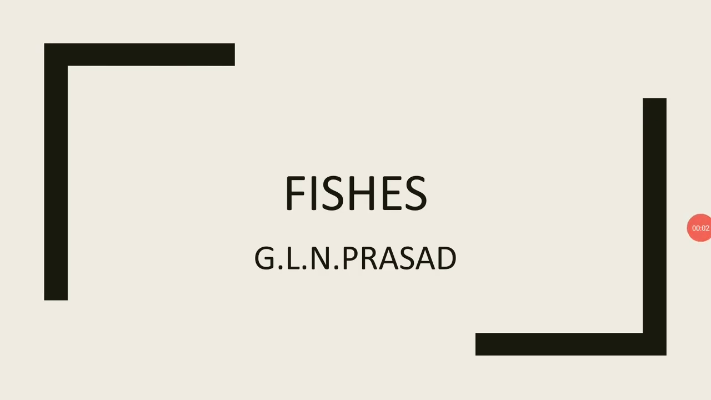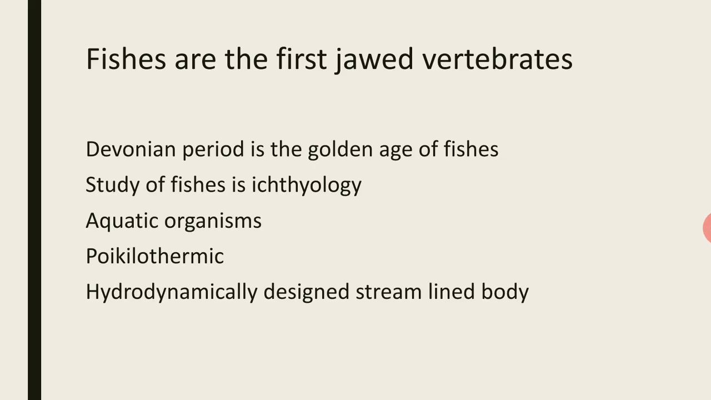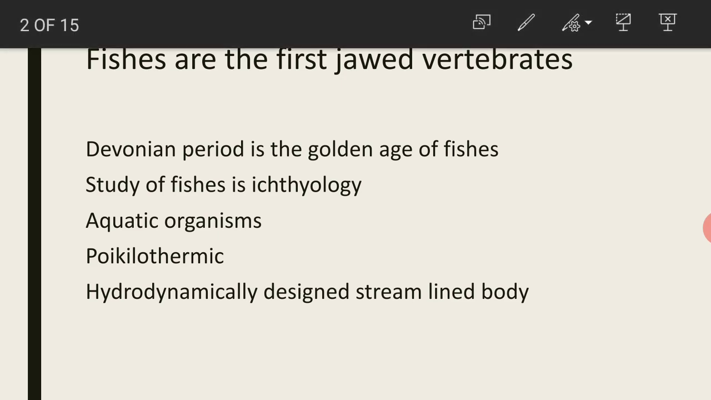My dear students, in this class, let us learn about the general characteristic features of fishes along with the classification. Fishes are the first jawed vertebrates. Devonian period is the golden age of fishes. Study of fishes is ichthyology, and the culture of fishes is called pisciculture. And increase in the production of aquaculture products is called blue revolution.